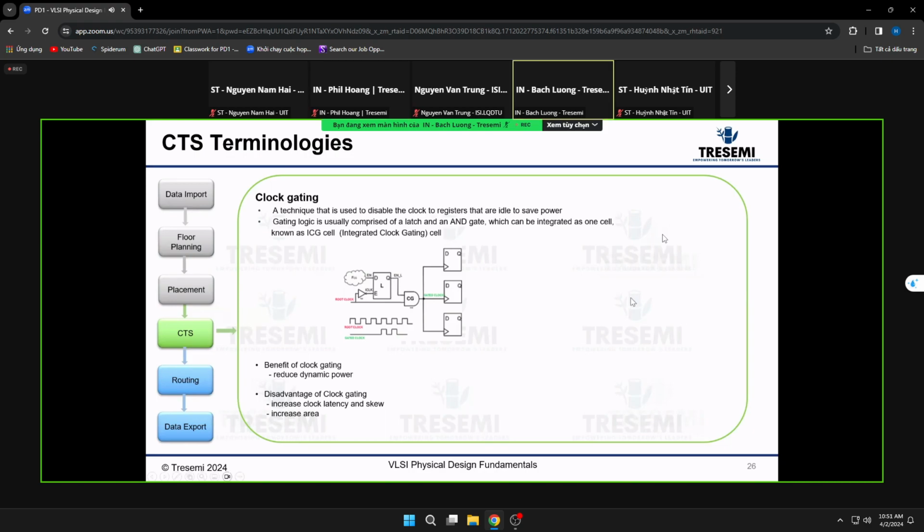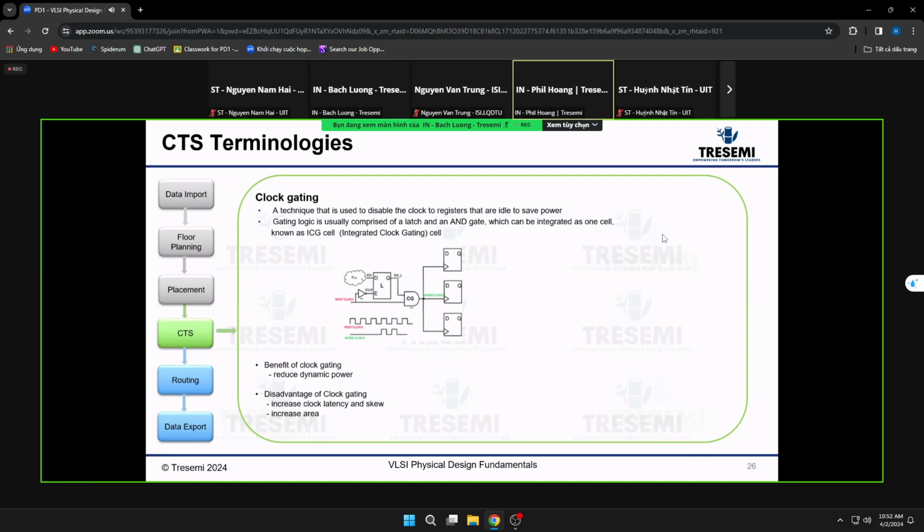So yeah, I mentioned these just for you. The area increase is very slight, a few gates here and there, and the tool makes adjustments to balance it out with the rest, with the paths that don't have clock gating. So the tool will know about it.